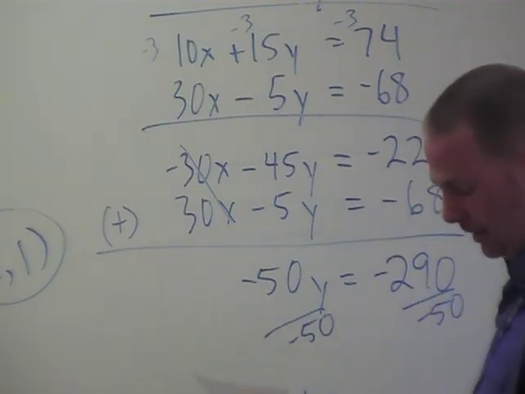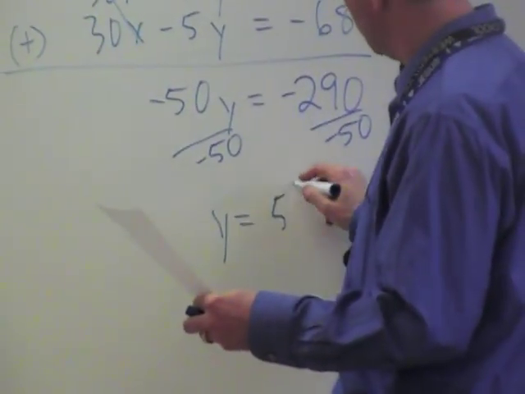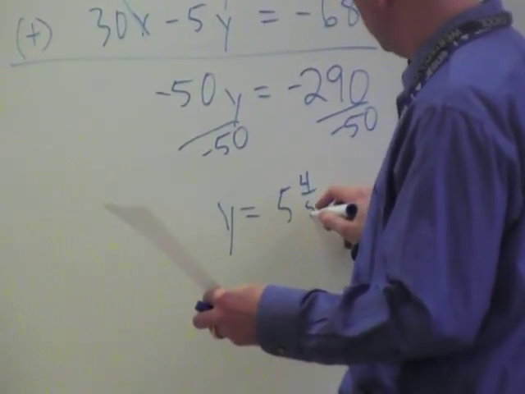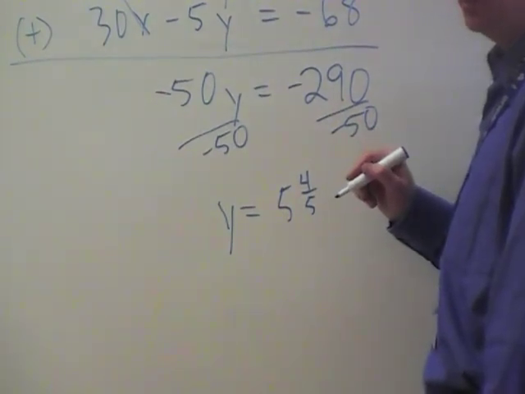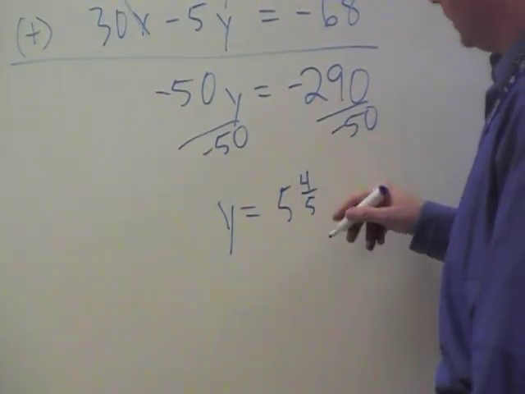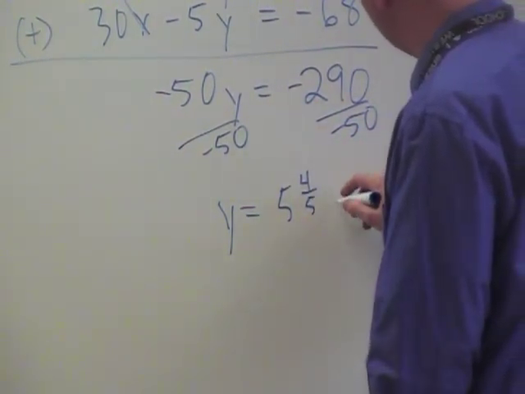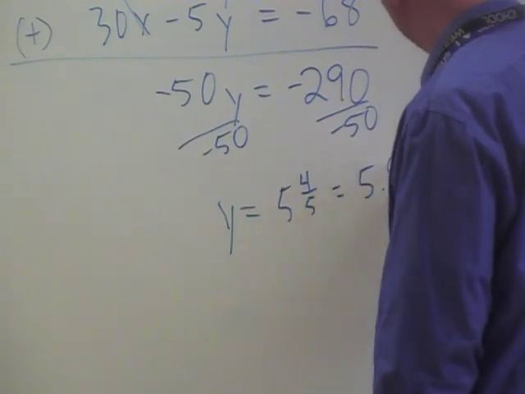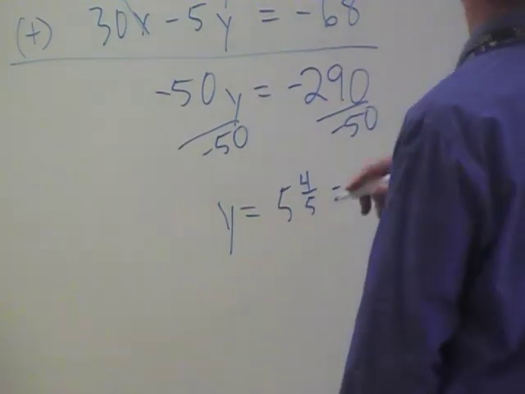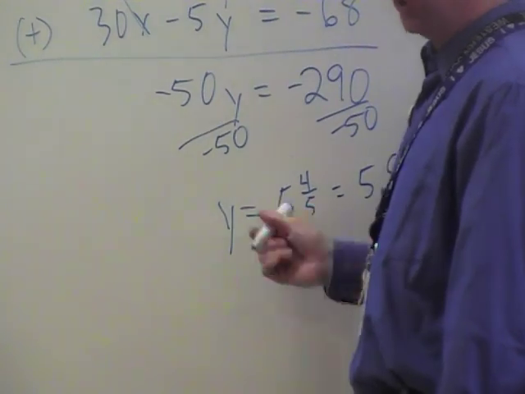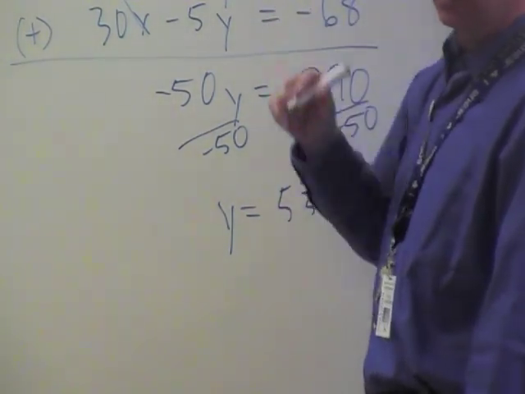And you get a decimal, y equals, well, 5 4/5 is what that comes down to. It's positive. Why is it positive? Negative over negative. Okay, and the decimal, that's 5.8. I'm not going to go ahead and put it back in because of time, but you already know what to do with it. You substitute it back in and you figure it out.